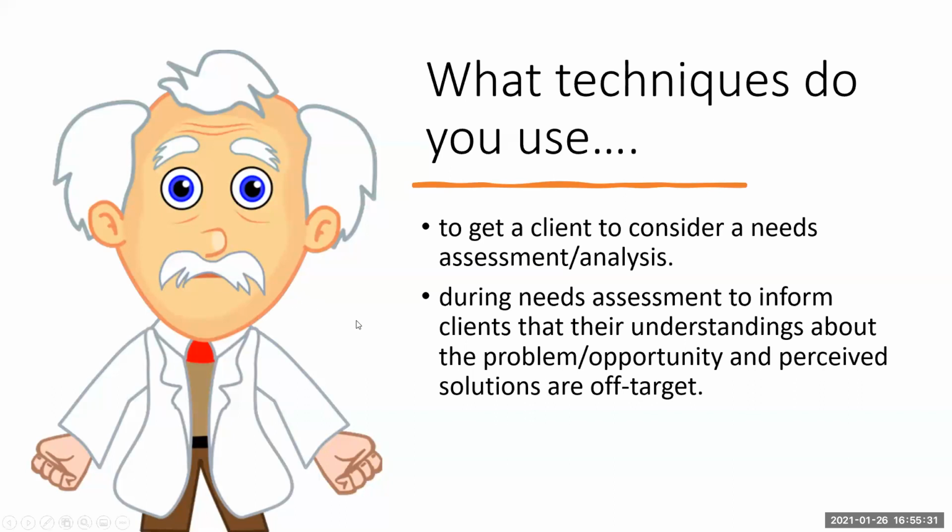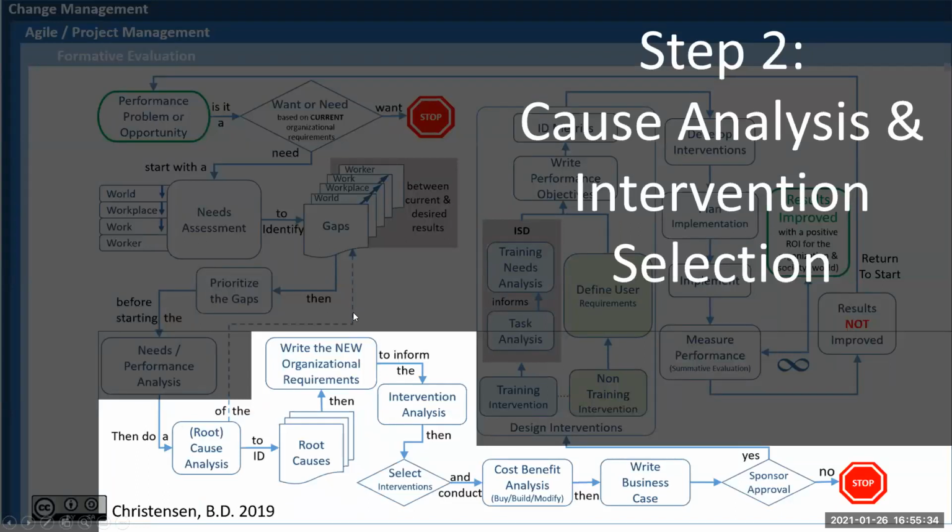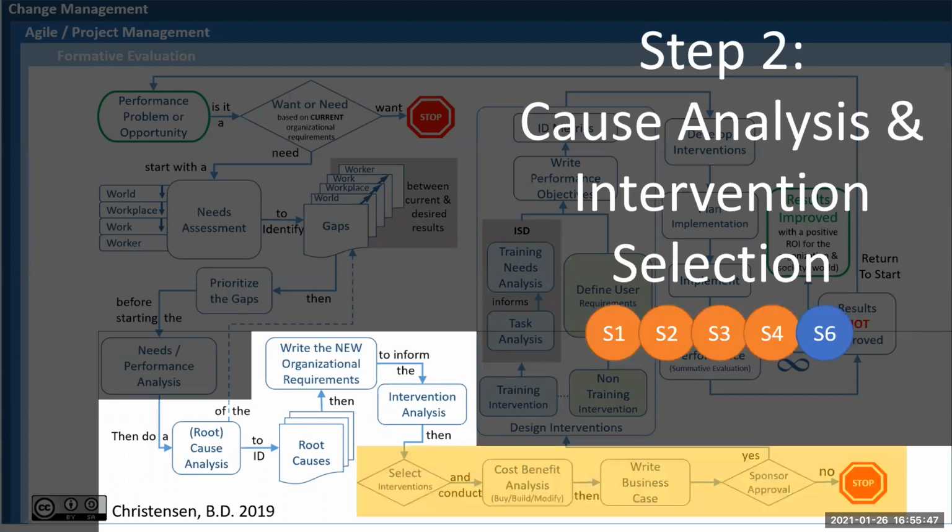Okay, so the next step in the process, and we're going to go through these a little quicker so we have some time to do questions and answers at the end. So the second step is cause analysis and intervention selection. This is standards 1 to 4 again, and standard 6, determining the cause. So here we're doing the root cause analysis, and once we've identified the root causes, we want to go back and make sure that our organizational requirements are still working. Quite often, once you've figured out what the root cause of the problem is, there will be a need to rewrite some organizational requirements, which becomes an intervention all on its own.